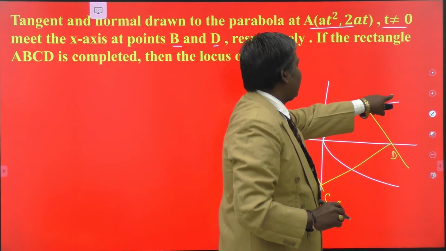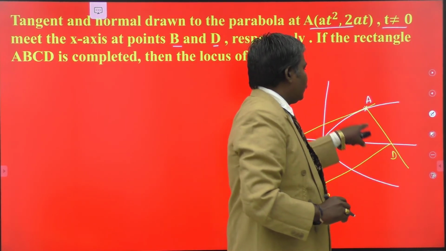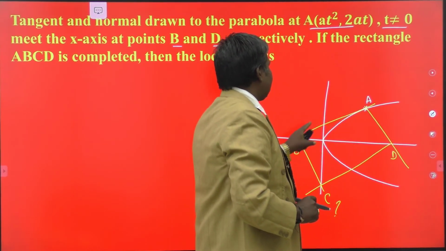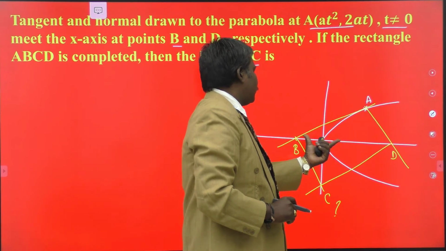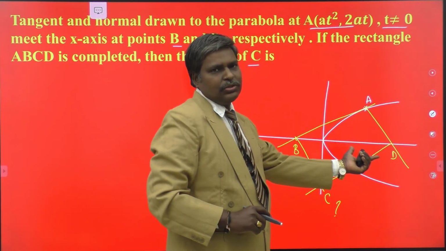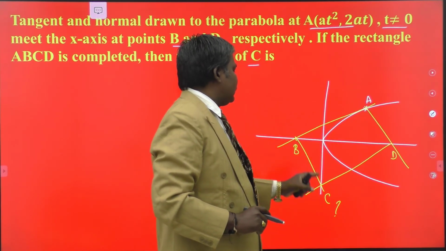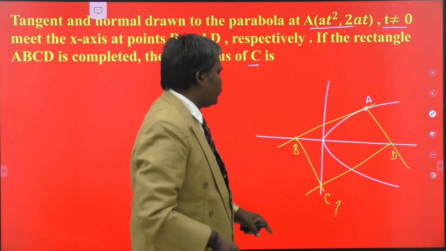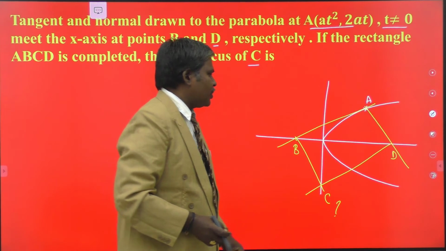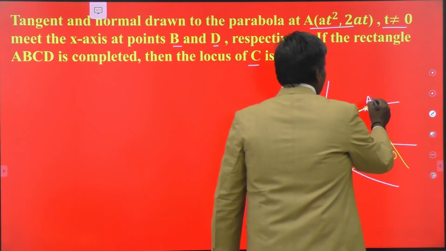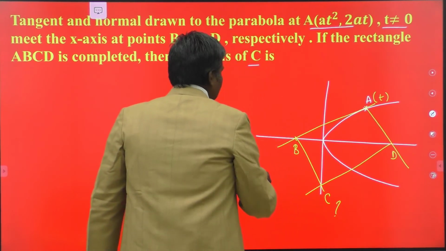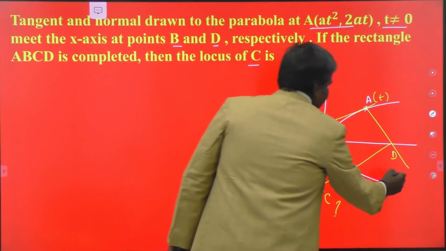Because the point A is moving on the parabola, for different points of A we get different tangents and normals. Therefore, we get different BD values, and from that you can get different rectangles. So C is varying. We have to find out the locus of C in this problem. Understand? So, what are the coordinates of A? (at², 2at). Can you write the coordinates of B and D immediately or not?